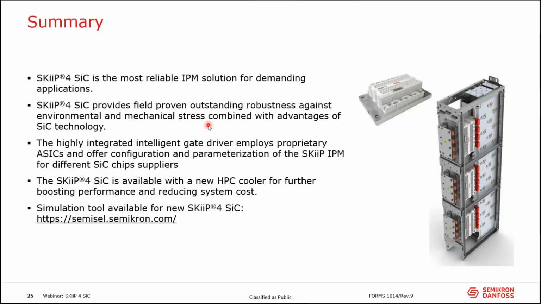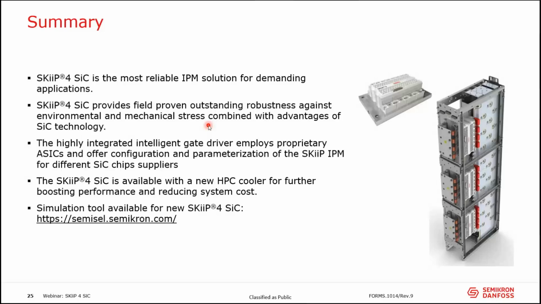So as a summary for today, SKiiP 4 is the most reliable IPM solution for demanding application, not only for silicon carbide, but also for IGBT technology. We have outstanding robustness against environmental and mechanical stress. If it's combined with advantage of silicon carbide technology, it can be quite interesting for a lot of different applications. We have integrated gate driver with our own ASIC that offers configuration and parameterization for different silicon carbide chip suppliers. It means that the customer can choose what will be used.